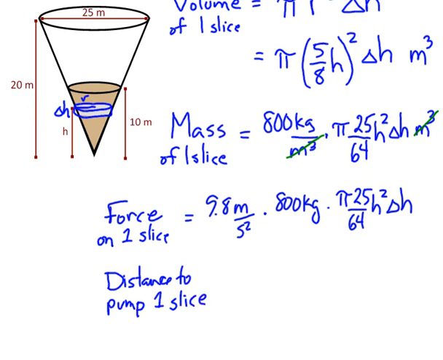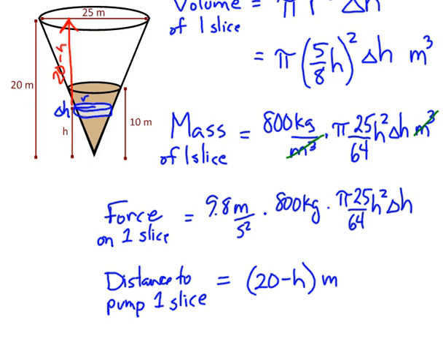So we're going to look back up at our diagram, and we're going to look at the slice we had up here, and we're going to see that the distance that it's going to need to be pumped out is the distance from here up to here. And we can see that the total distance was 20, but this was already a height of h, and so the distance to pump one slice is actually going to be 20 minus h meters. Let me also label that on the diagram right up here, 20 minus h.